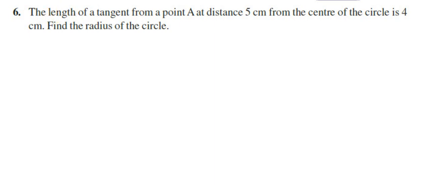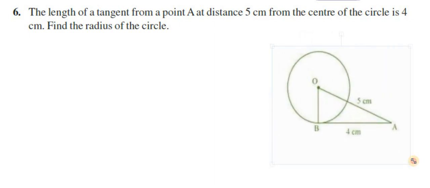Now the sixth problem: the length of a tangent from a point A at a distance of 5 centimeters from the center of a circle is 4 centimeters. Find the radius of the circle. Do you remember the first problem we did? It is almost the same as this. This type of problem may be asked for 2 marks or 3 marks in the examination. So for this we need to draw the diagram first. The diagram is somewhat like this. So what do we need to do here?